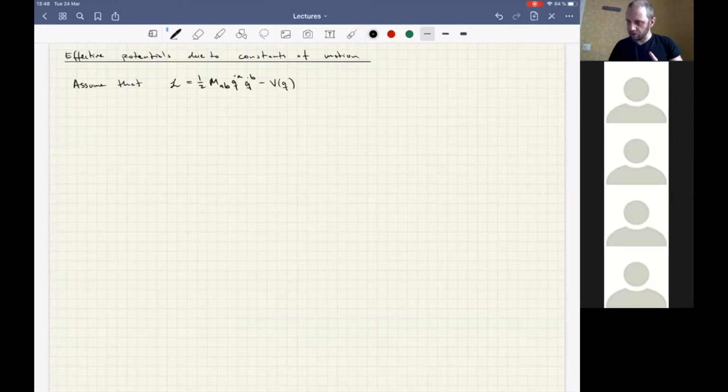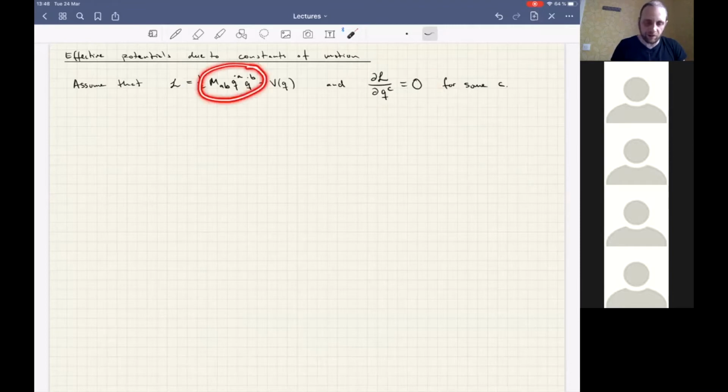Furthermore, I'm going to assume that there is some symmetry of the system, and we discussed this last time with regards to the Noether theorem. So I'm going to assume that the Lagrangian does not depend on one of the coordinates, q_C, for some fixed C. It's still going to depend on the derivative of that coordinate through this term, but it's not dependent on the coordinate itself, right?